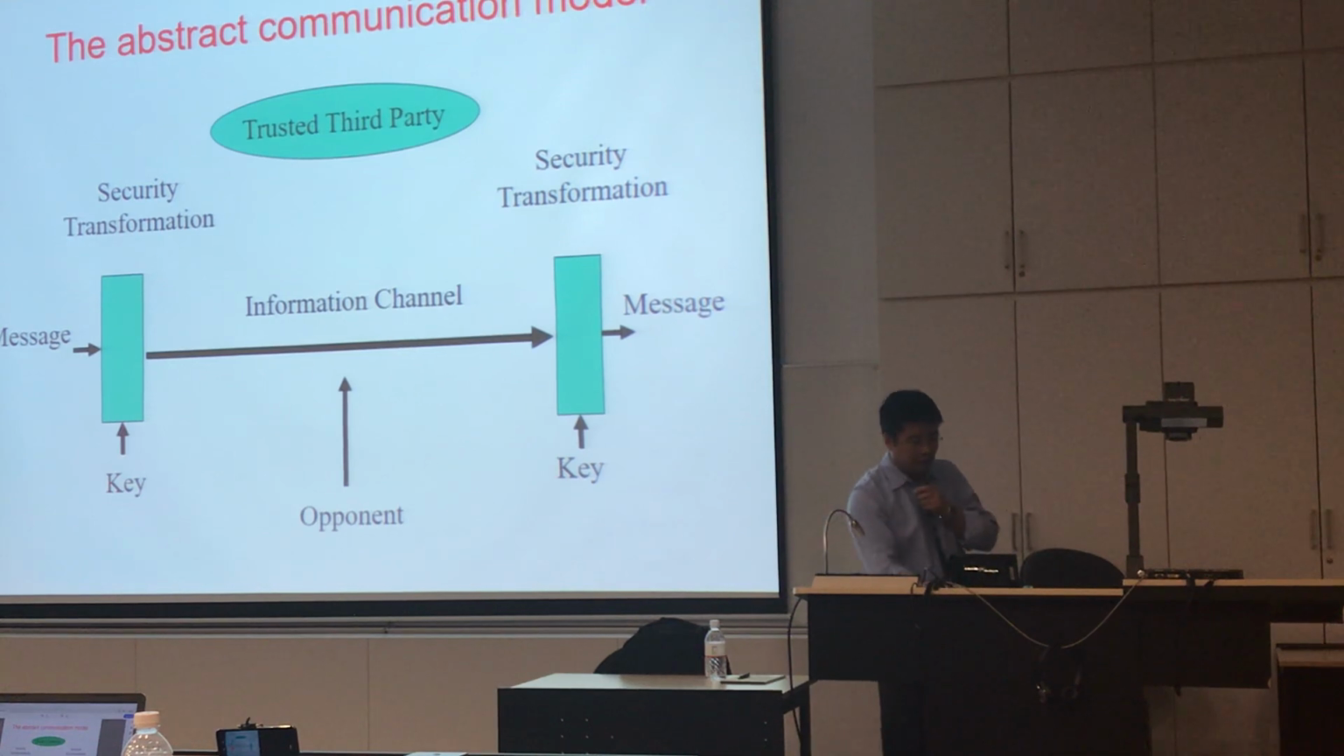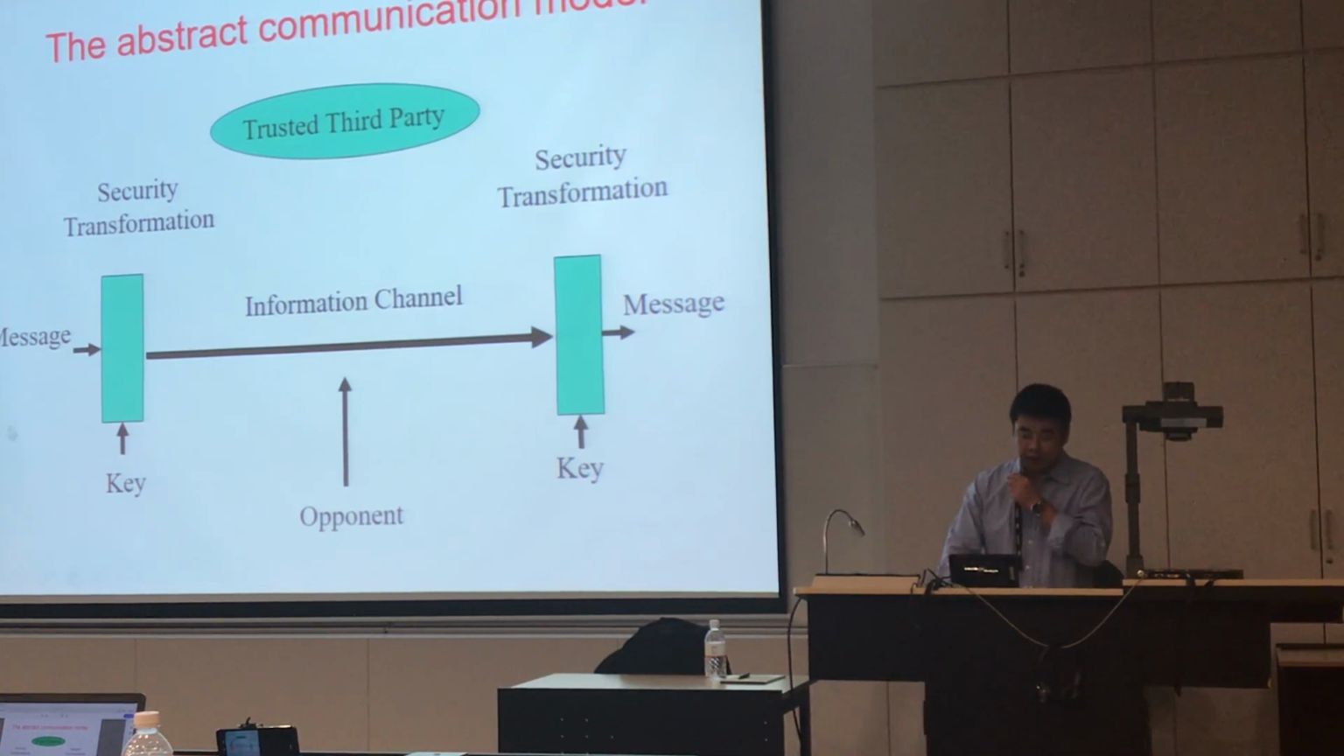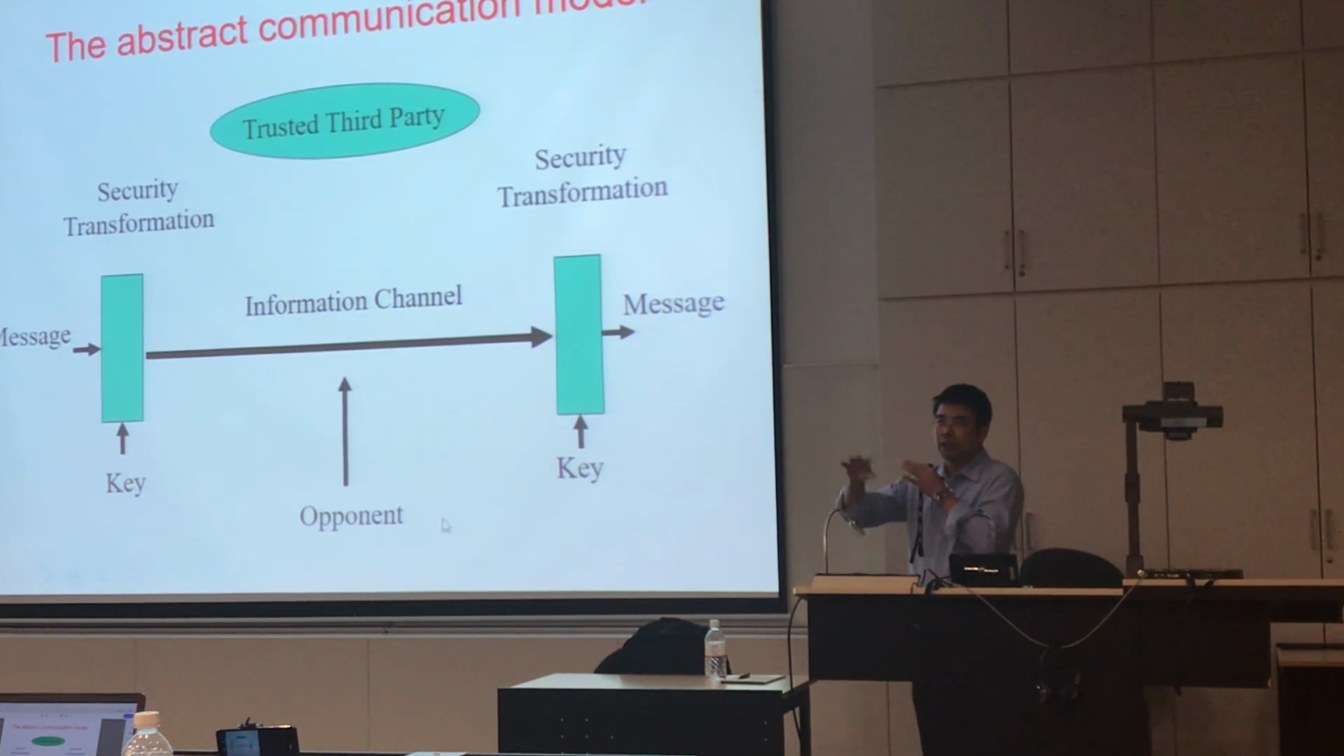Right? So the key is essential to allow security. If there is no key involved, then the attacker basically has the same knowledge as the sender and receiver, and then the attacker of course can do anything.